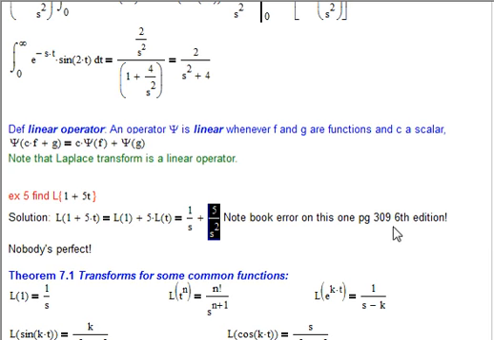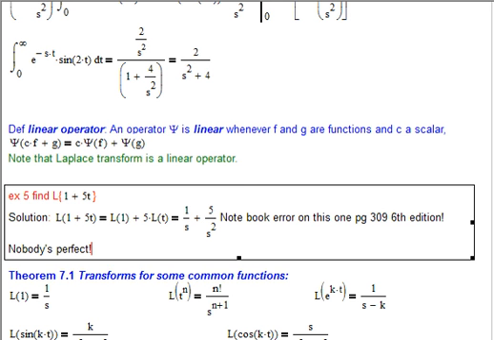The book has an error on this. Is it the 6th edition? It might be the 7th. I can't remember. But they have a little error in this particular problem. But hey, nobody's perfect. Don't worry about it. There is a slight mistake there if you look at their example. Well, that's just the way it is. These things happen.